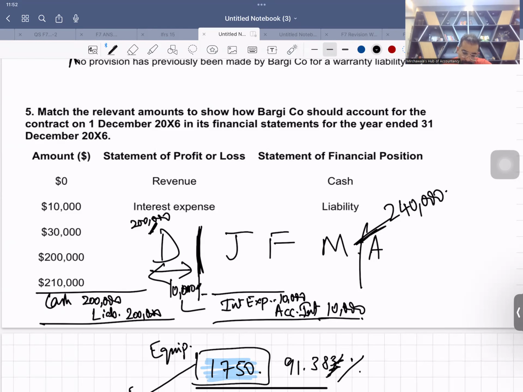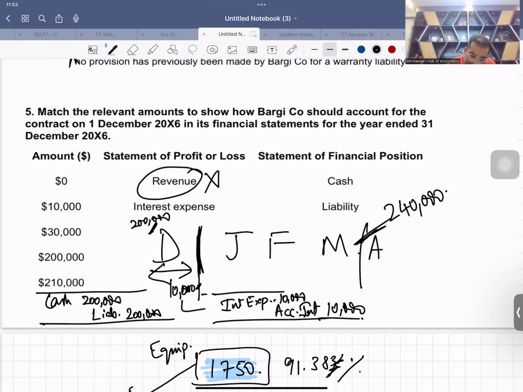So the two entries which you need to make: the first is cash debit and liability credit of 200,000 on 1st December X6. Please focus. And as the interest for 4 months is 40,000, for 1 month the interest is 10,000. So you will make the entry interest expense debit 10,000 and accrued interest, or liability, credit 10,000. Definitely you are not using revenue at all.